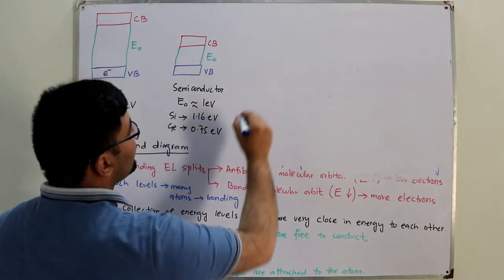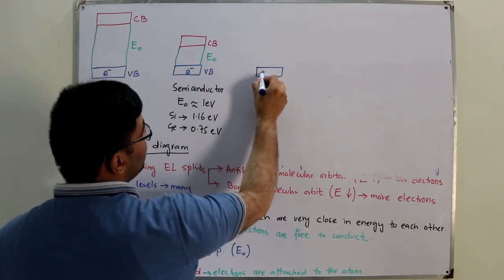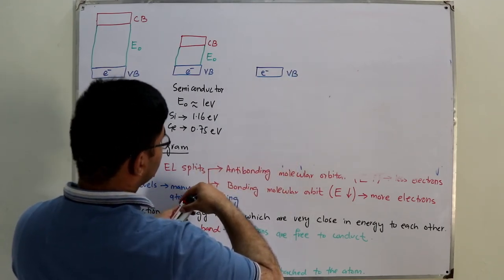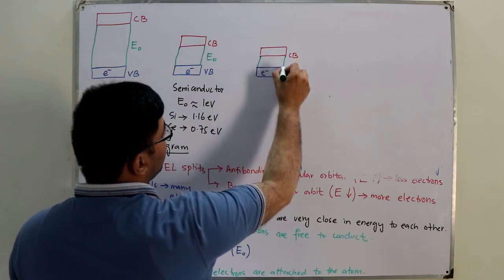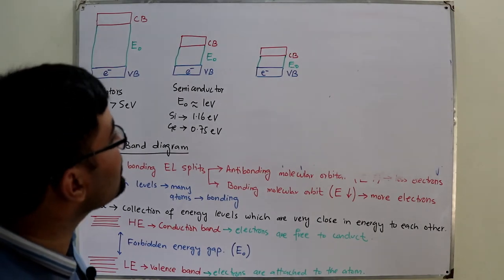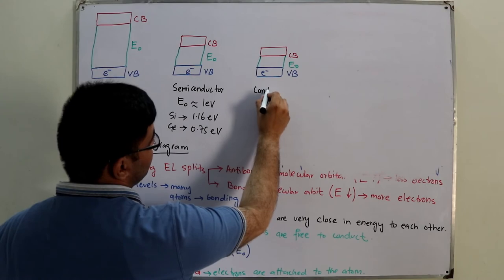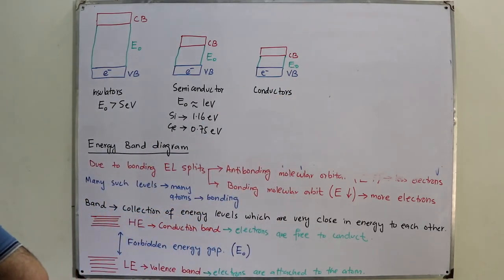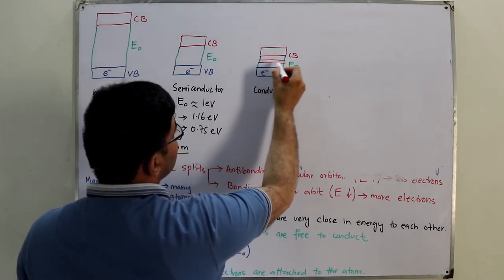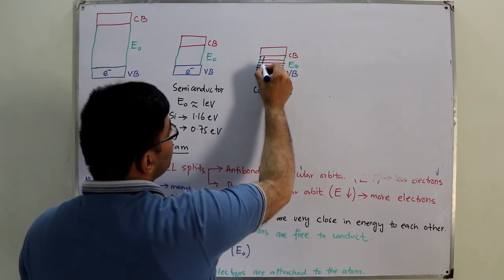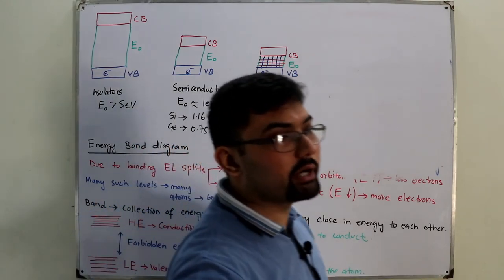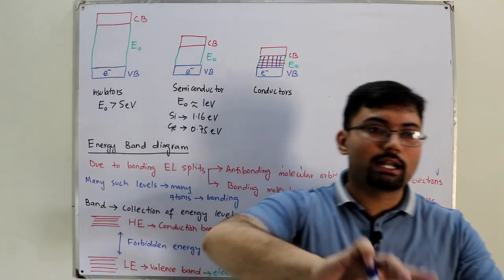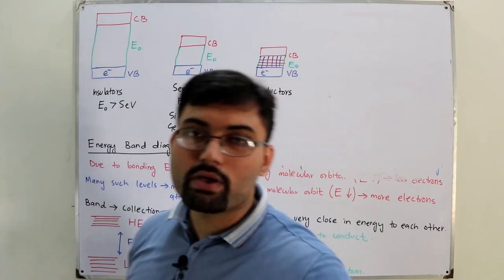So this is for semiconductors. Whereas if this is your valence band, you have an electron in it, and you need to shift it to the conduction band. The energy that you require over here is very, very less, or almost zero. So this is the case of conductors. You almost have no forbidden gap, which means that the conduction band and the valence band are overlapping. So almost no energy is required. All the electrons that are available in the valence shell of the atom of the conductors are available for conduction.